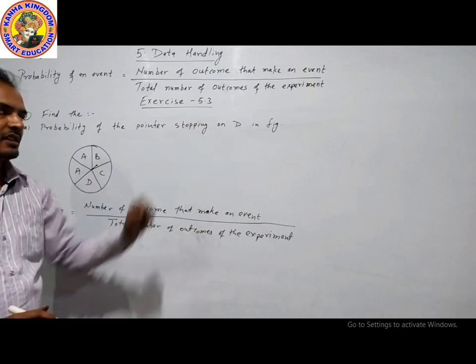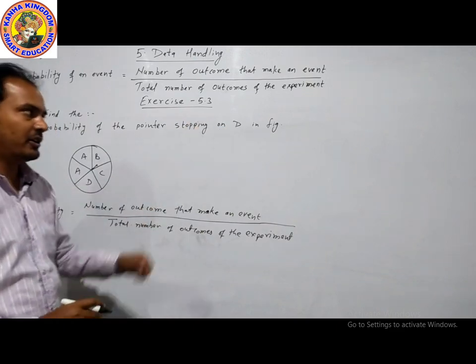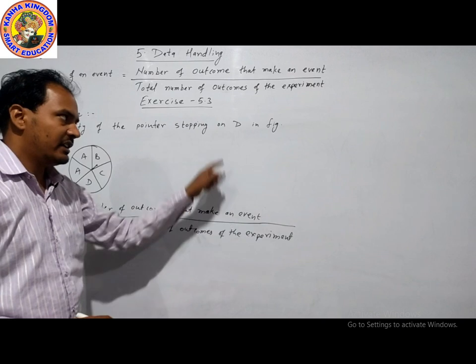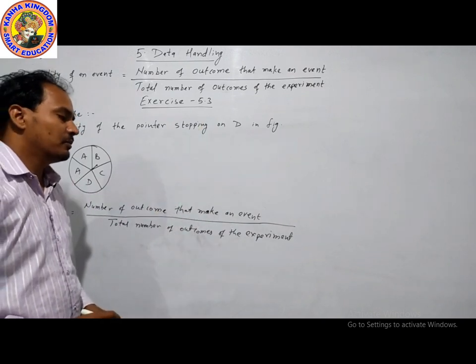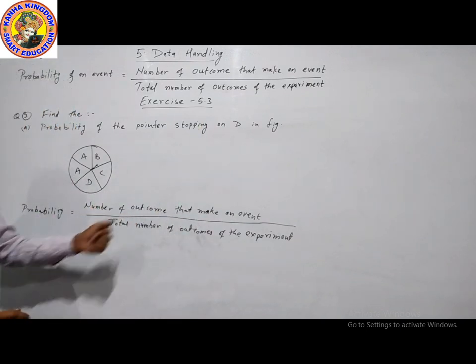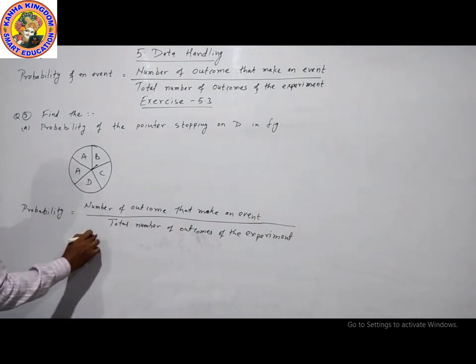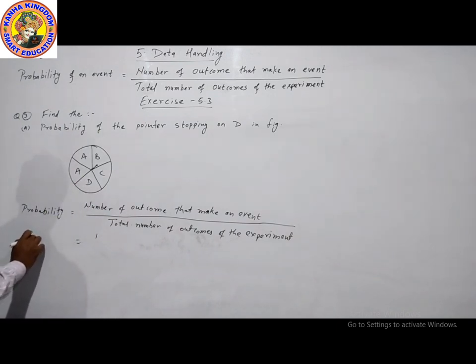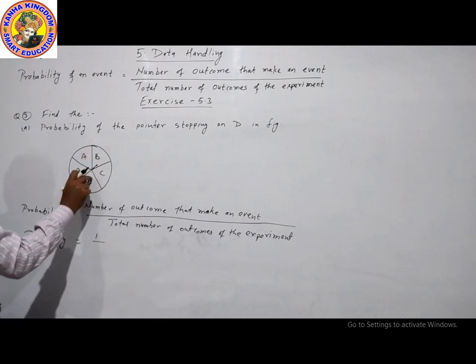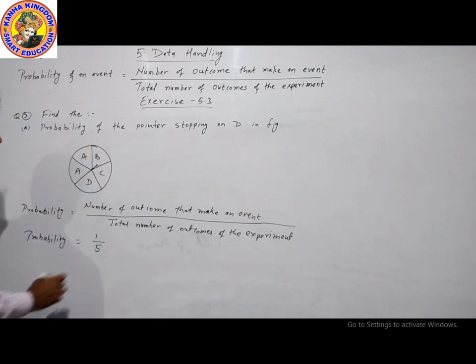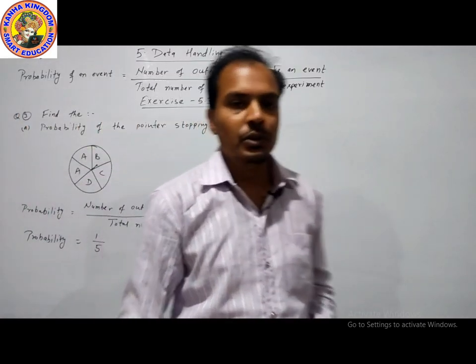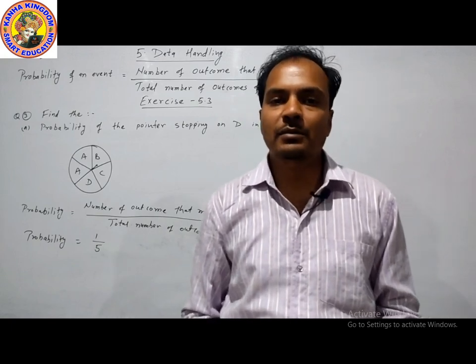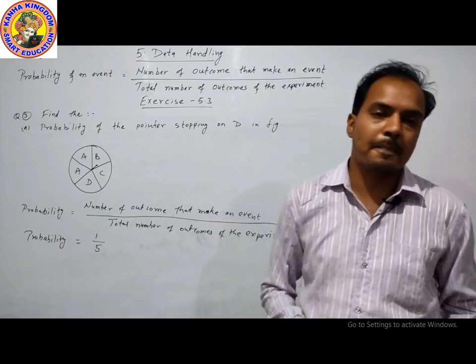The event is the pointer is coming on D. So the number of D is 1. D is coming only one time. Divided by the total number of outcomes 1, 2, 3, 4, 5. The total number of outcomes is 5. So probability is 1 by 5. You can take a screenshot of this. We will move to our next part.